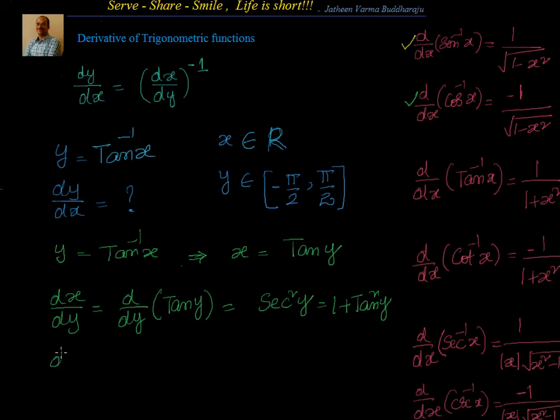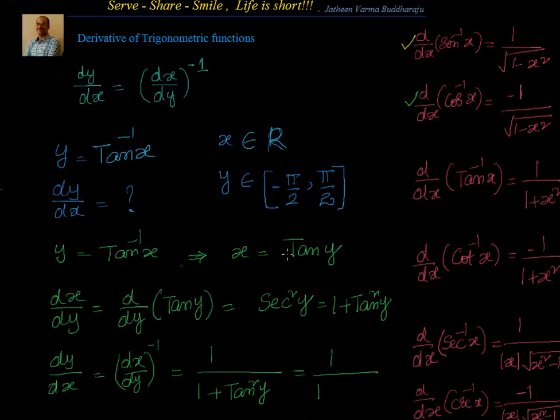Now what is dy by dx? dy by dx is equal to (dx by dy) to the power of minus 1. That's equal to 1 by 1 plus tan square y, which is equal to 1 by 1 plus... tan y is x. So that is equal to 1 by 1 plus x square. So d by dx of tan inverse x is 1 by 1 plus x square.